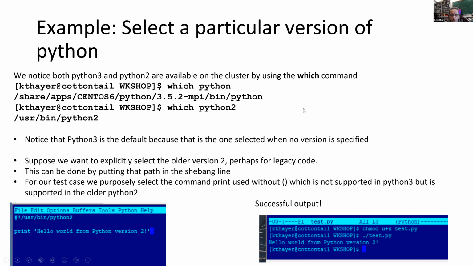Python 3 is the default because that's the one that is selected when we just do which python and we don't say which one. Suppose you want to explicitly select the older Python 2 for some legacy code. This can be done by putting that path in the shebang line. So here we're going to in fact do that, and then we're going to put something for the script to actually do. It's going to print hello world and say that it's using Python version 2. This is a good test case because I have omitted the parentheses, which would be required for the use of Python 3.